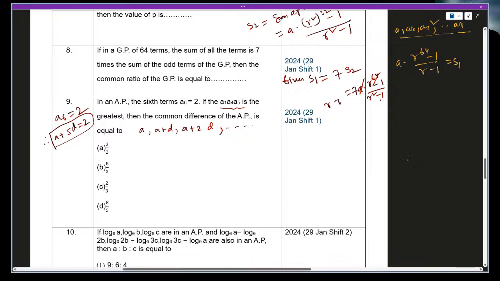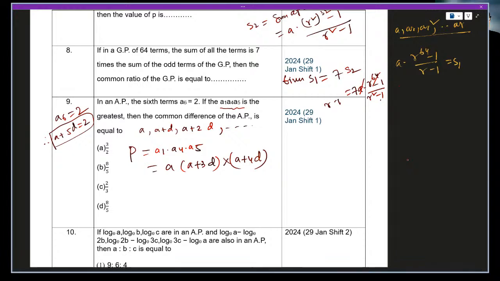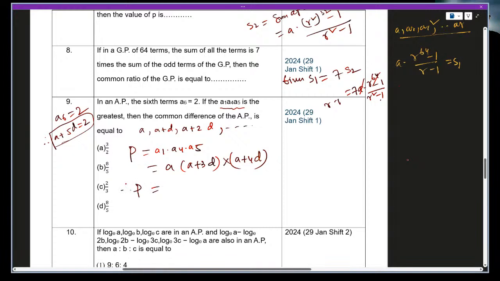And what about this product? This product is what? A1, A4, A5. A1 is what? A, A4 is A plus 3D, and A5 is A plus 4D. You agree or not? Is it okay? Check. Now this P changed to what? A means A, A plus 3D means this, and A plus 4D means this, so the product has come in this form.